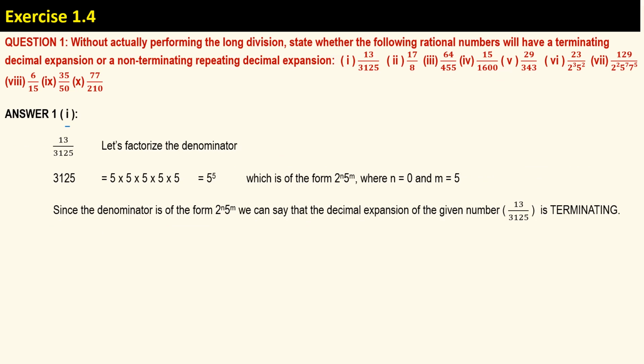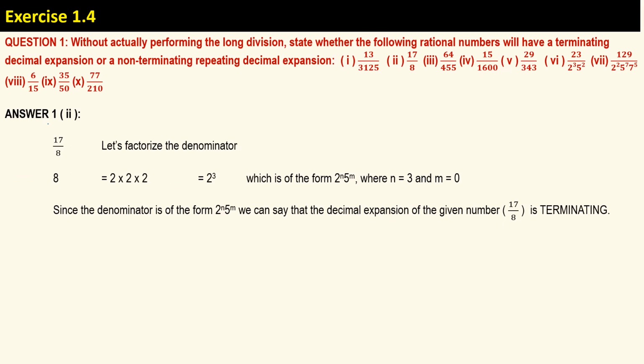So question number 1, part 1: 3 divided by 3125, and let's focus only on its denominator, which is 3125, which can be factorized as 5 multiplied by 5 multiplied by 5 multiplied by 5 and so on, that is 5 raised to power 5. And this denominator is of the form 2 raised to power n multiplied by 5 raised to power m, where n is equal to 0 and m is equal to 5, and hence we can say that the decimal expansion of the given number is terminating.